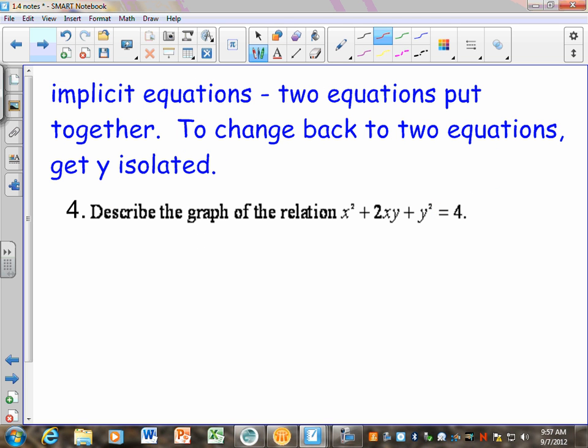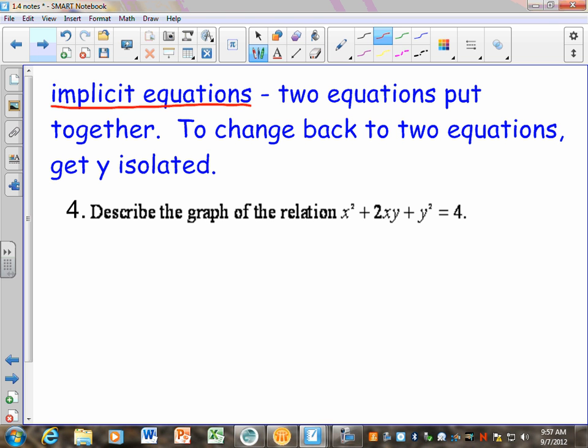An implicit equation. It's a new thing for us. It's when it's two equations put together, and I'm not really going to make you do much with this, except I want you to get it back into the two separate equations that you could put together to make this one implicit equation. The directions on this one say describe the graph of this equation. Notice that it has x's and y's on the same side. That's what makes it implicit. Normally our equations are y equals something.